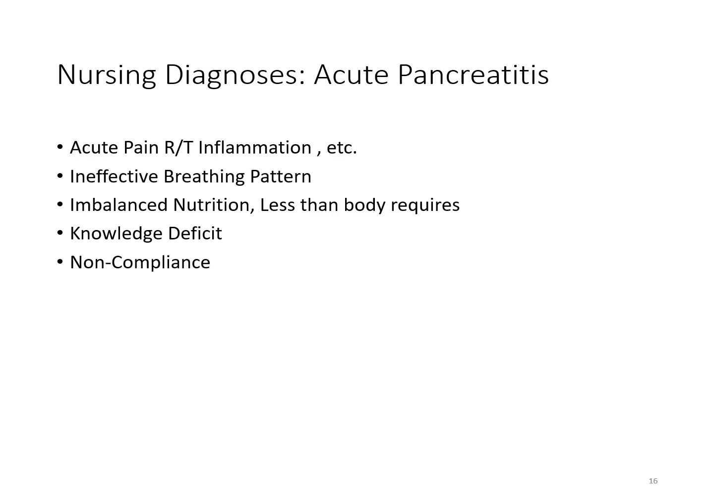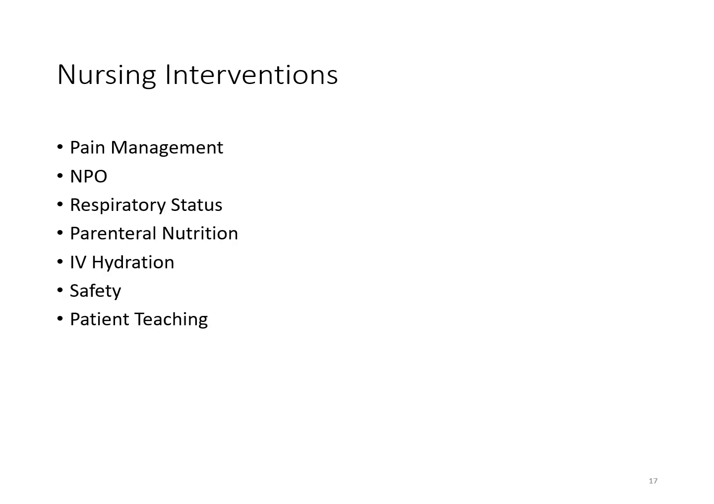All right, so under acute for sure: pain related to inflammation, ineffective breathing pattern, imbalanced nutrition, knowledge deficit, non-compliance. Any of these would be at play. So the usual pain management modalities, which we've talked about, and usual respiratory modalities, which we've already mentioned as well.